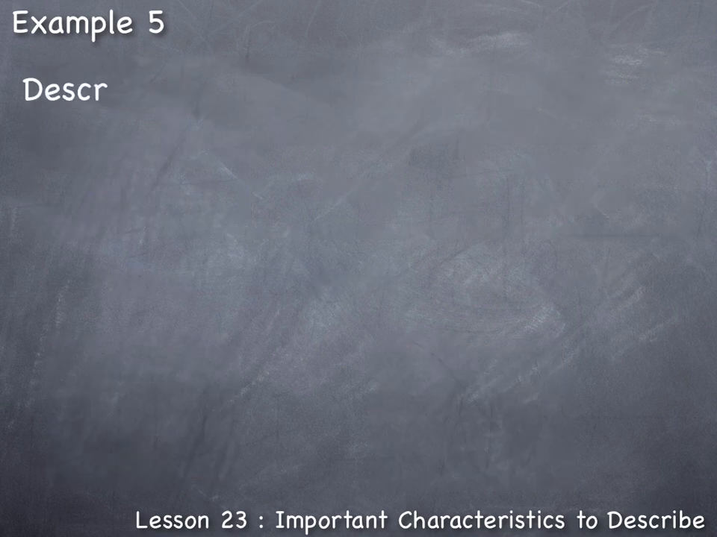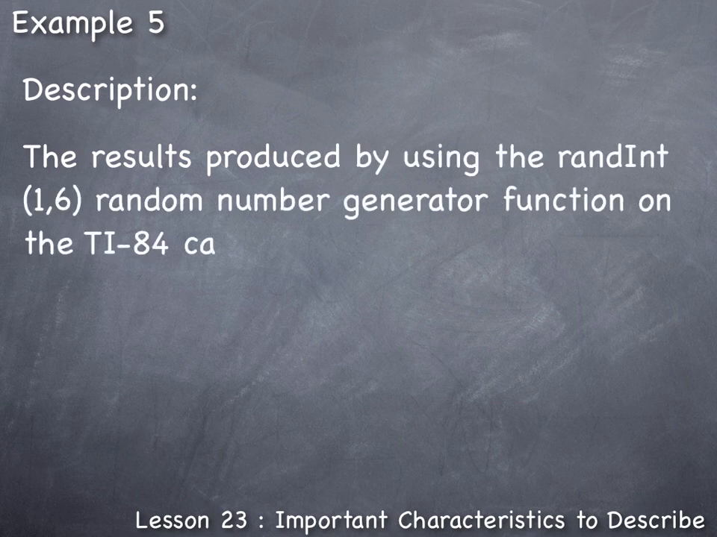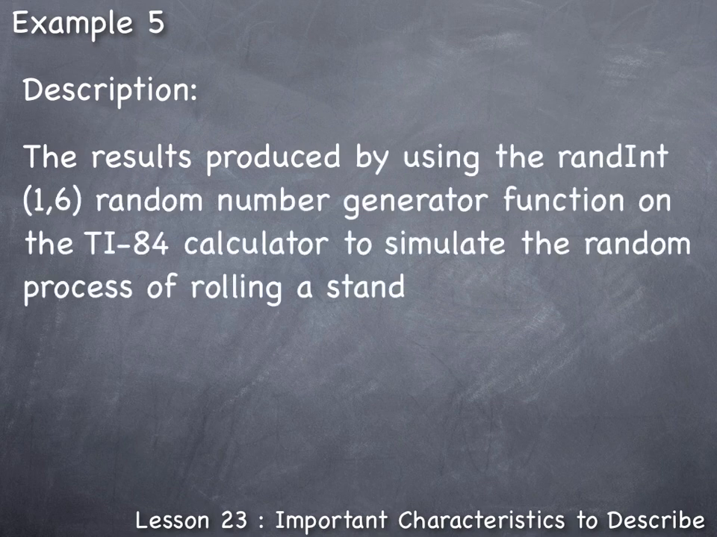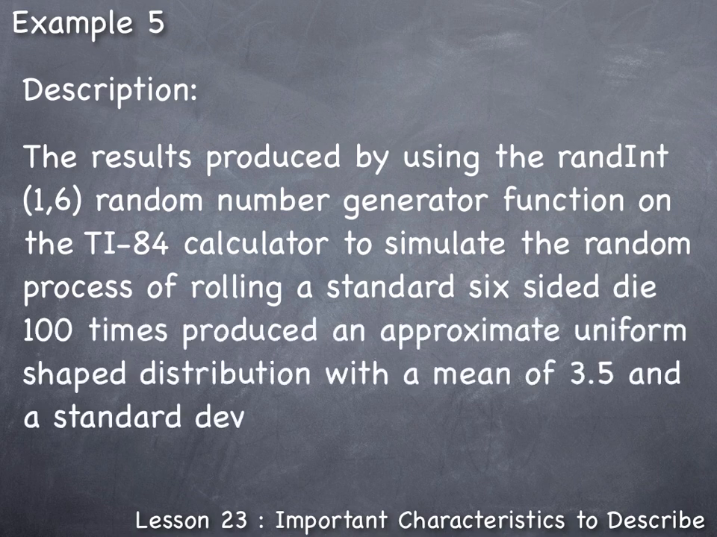So now we could take these results and use words of the problem to give a good overall description of the data. The results produced by using the randint(1,6) random number generator function on the TI-84 calculator to simulate the random process of rolling a standard 6-sided die 100 times produced an approximate uniform shape distribution with a mean of 3.5 and a standard deviation of 1.8.